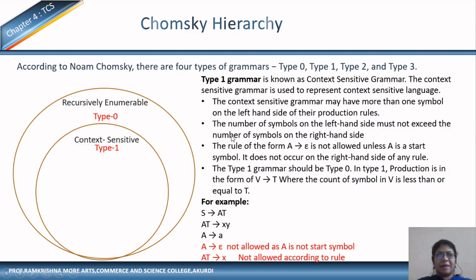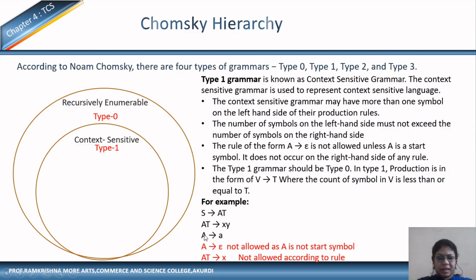We have seen type 0 has no restriction, but type 1 grammar has four restrictions. The first is that the context sensitive grammar may have more than one symbol on the left hand side of the production rules. So on the LHS, more symbols can be there. The second rule is that the number of symbols on the left hand side must not exceed the number of symbols on the right hand side.